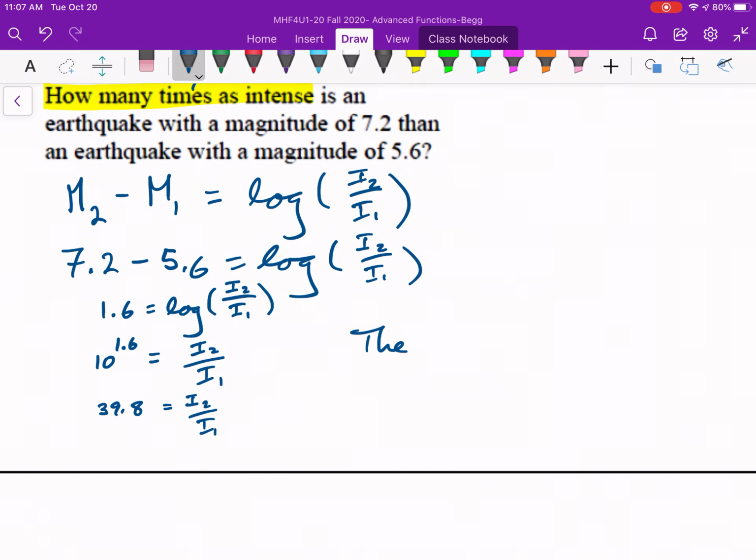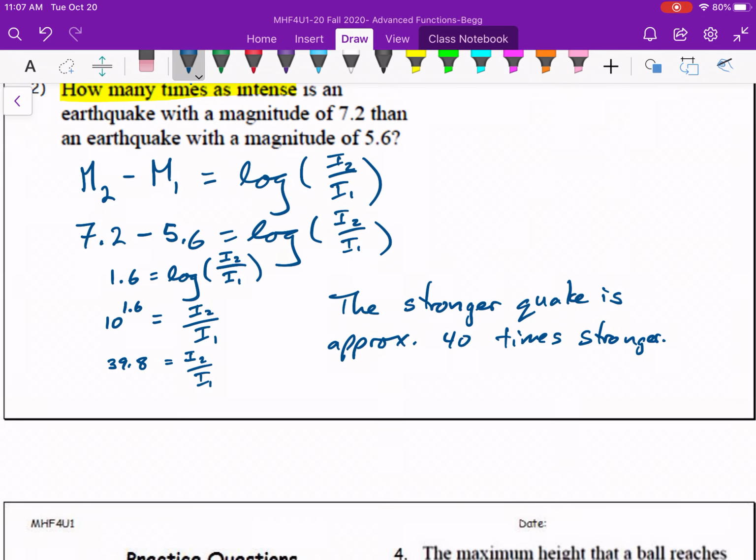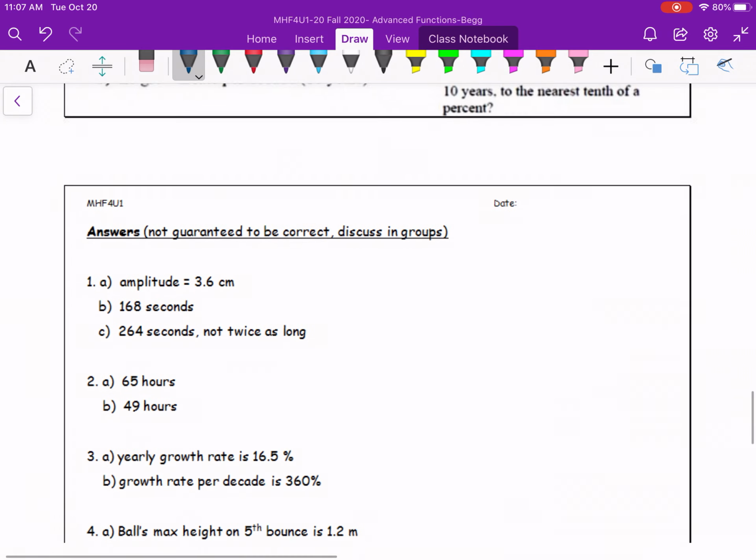The stronger quake is approximately 40 times stronger. Okay? Practice, practice, practice.